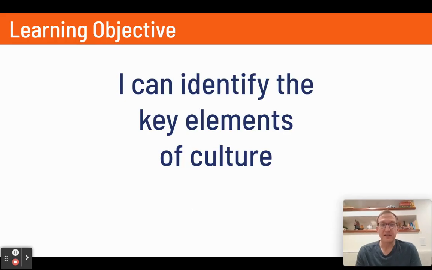Hi there. In this lesson, we're going to take a look at the characteristics of culture. So, our learning target or our learning objective for this lesson is I can identify the key elements of culture. So, go ahead and copy that learning objective into that top orange box in the notes.